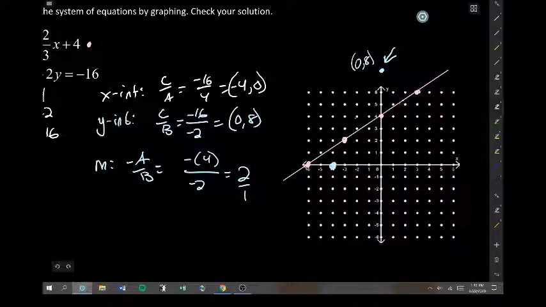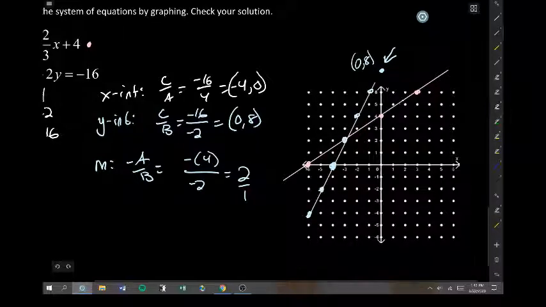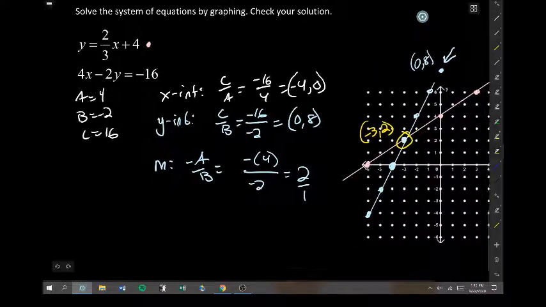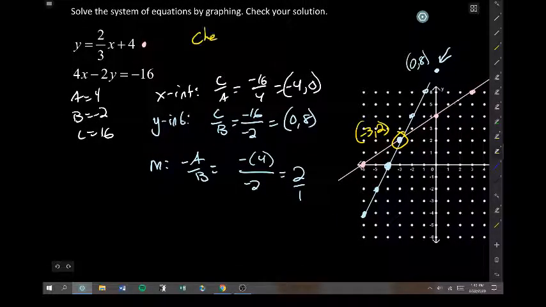Up 2, right 1, up 2, right 1, up 2, right 1. Down 2, left 1, down 2, left 1. That looks a lot better. Now their point of intersection is clearly at the point -3, 2. -3, 2 is the point that solves both of these equations. I need to check that to make sure. So I'm going to check -3, 2 in both equations.